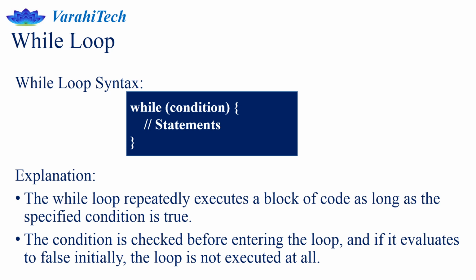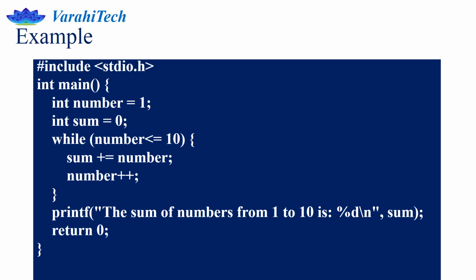Here is a syntax for while loop. First we have to use the while keyword, which is followed by the condition. Then within the loop we have to give the code to be executed. Here is an example C program using while loop.